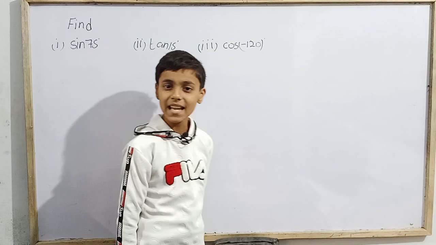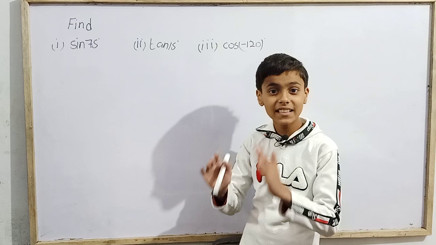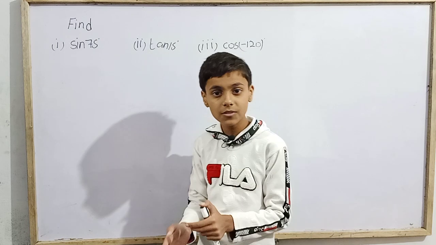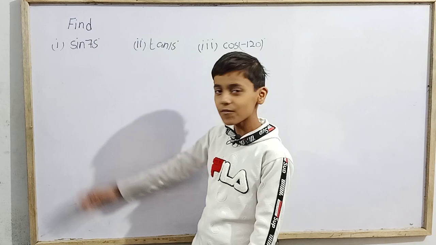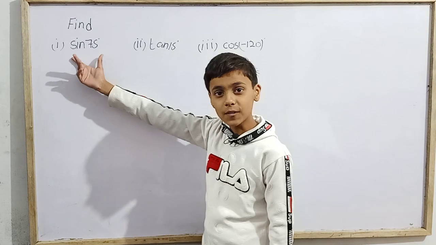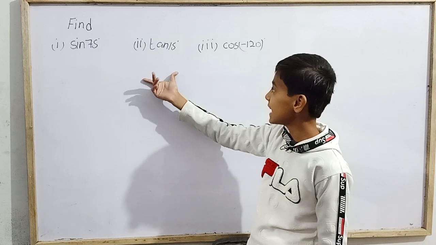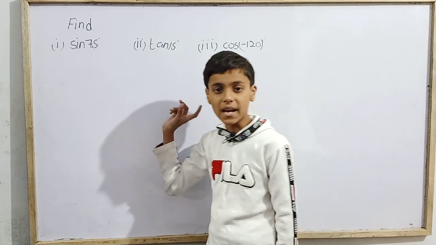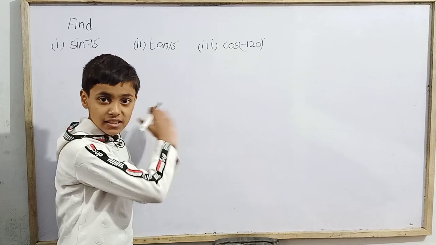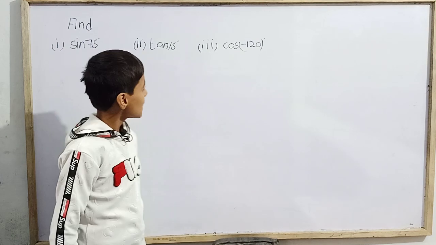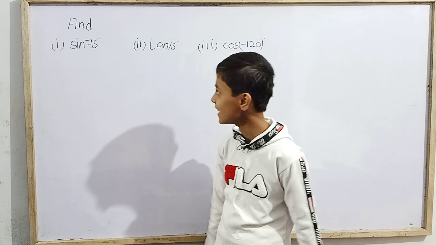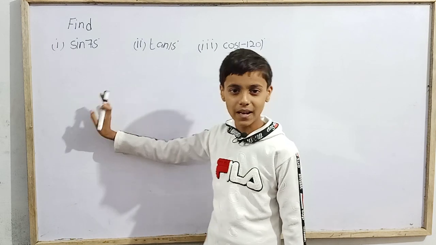So since today I am returned with trigonometry again, आज हम लोग फिर से some 3 questions of trigonometry solve करने जा रहे हैं. So first of all, in our all 3 questions we have to find first of all sine 75 degree, then tan 15 degree, then cos of minus 120 degree. तो ये करना है, we have to evaluate those all. So that's why first of all we'll begin from the first. हम लोग first से start करेंगे. Then it is sine 75 degree.